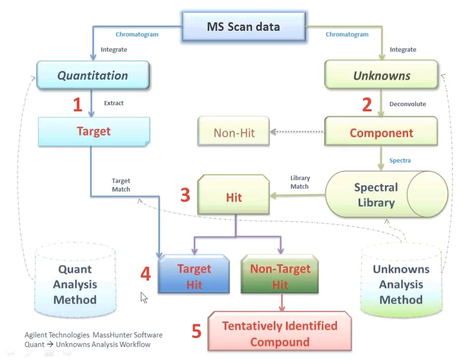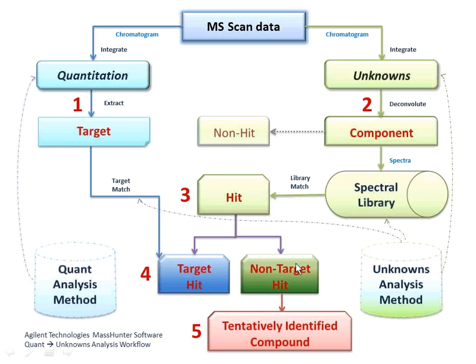At step 4 of the Quant unknowns analysis workflow, we're going to take the hits which have come from the spectral library searching and divide them into target hits and non-target hits. From the previous knowledge of my quantitation target method, I'm able to target match these hits, and that then provides me a focused subset of non-targets, helping answer the question, what else is in my sample?